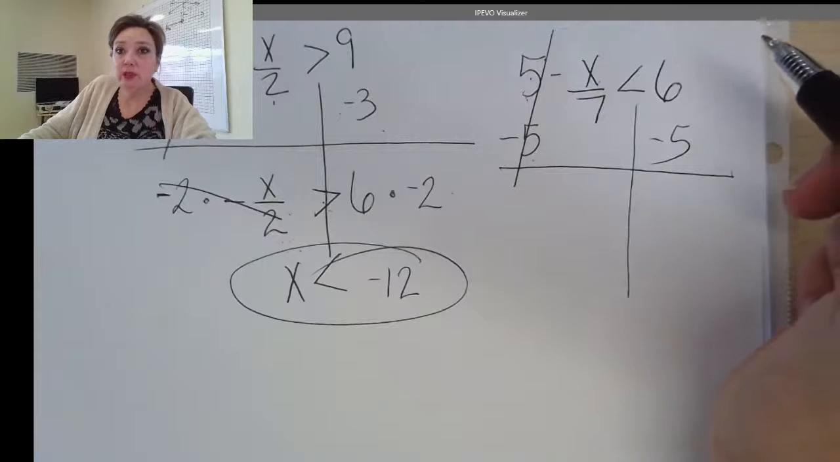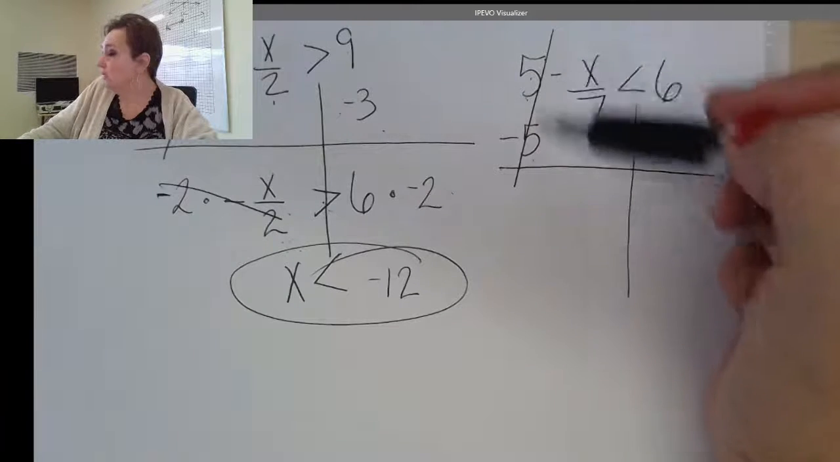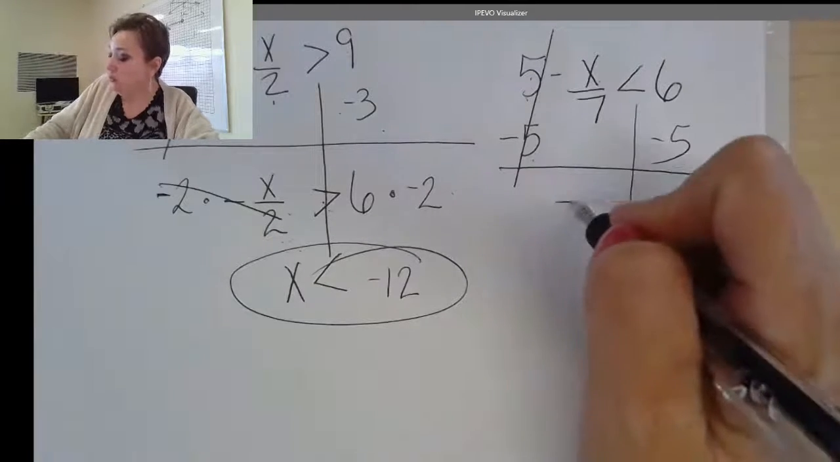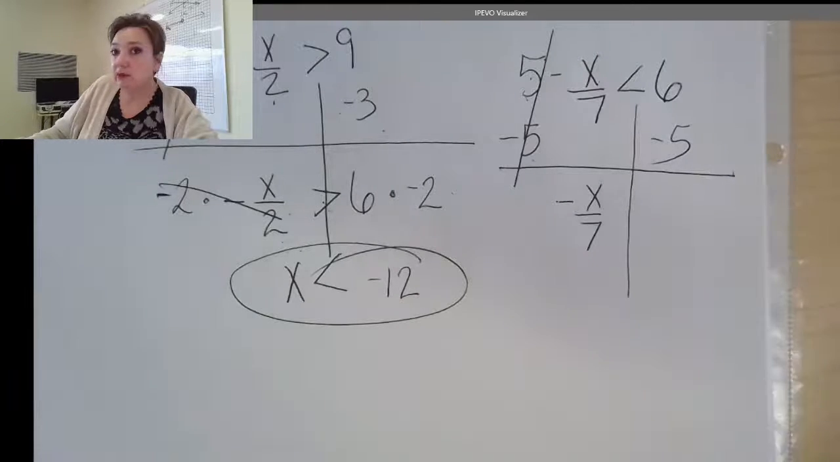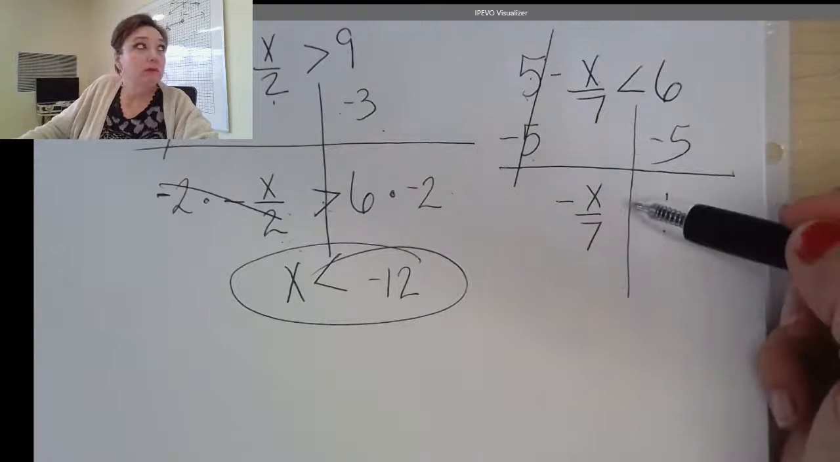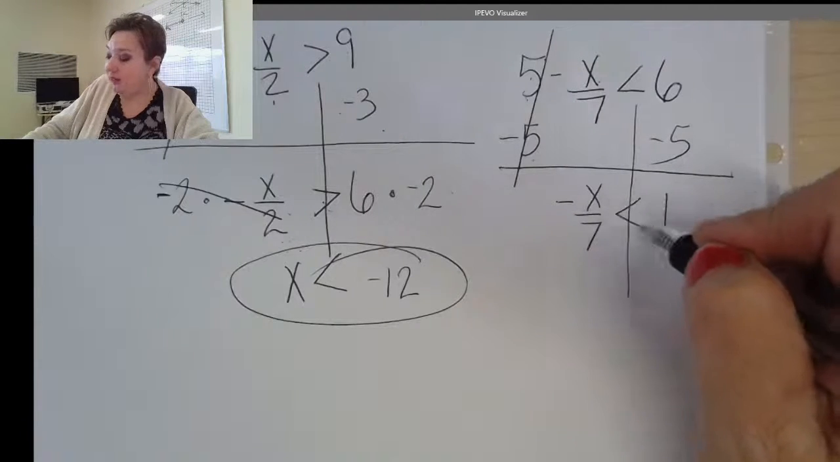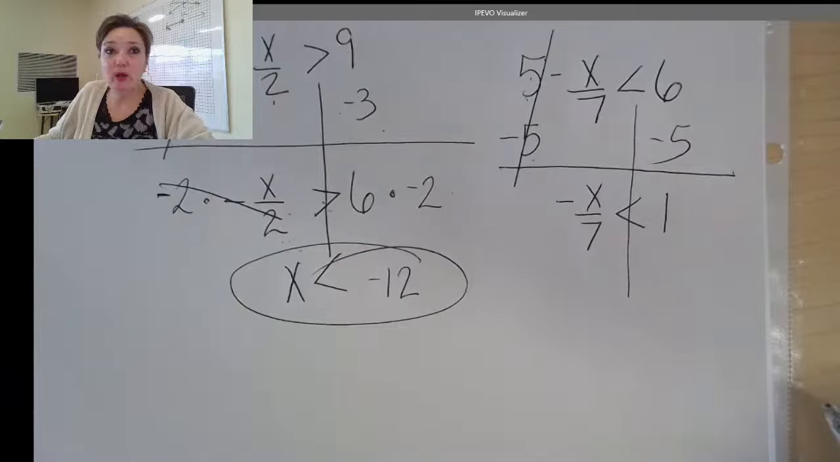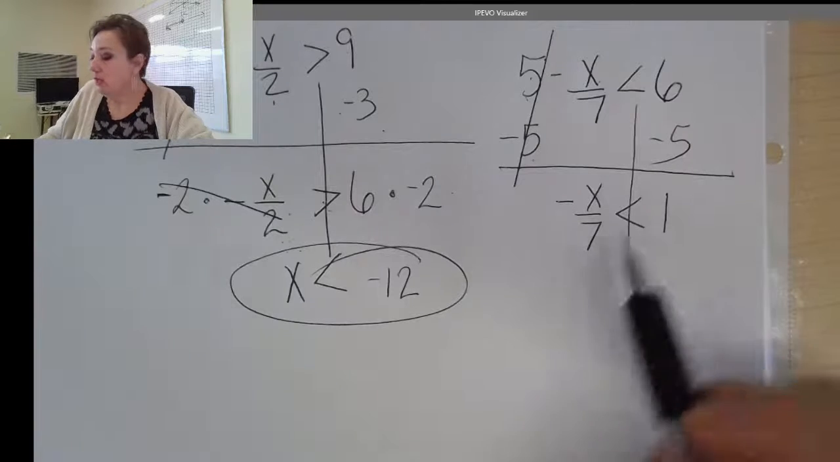So my 5 minus 5 gives me nothing. It's gone. We say they cancel out. Well, what it really is is 0. And then I'm left with negative x over 7. What's 6 minus 5? 1. What about my sign? It stays the same. I did not multiply or divide by a negative, so I don't change my sign, right? Okay, now what?